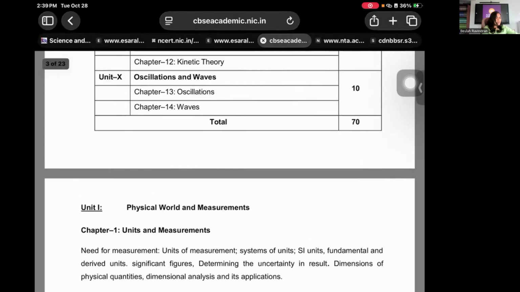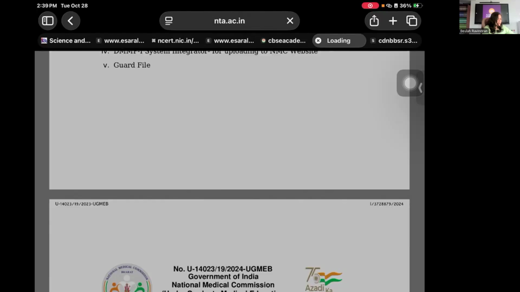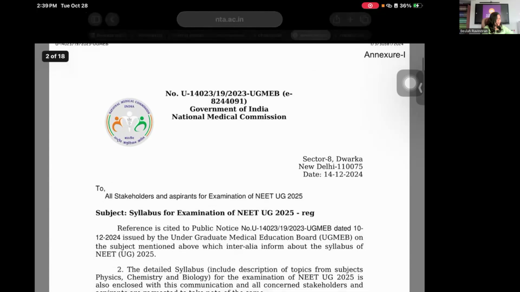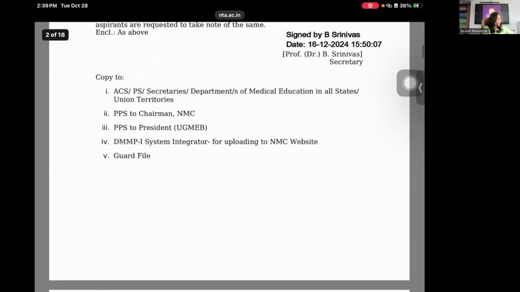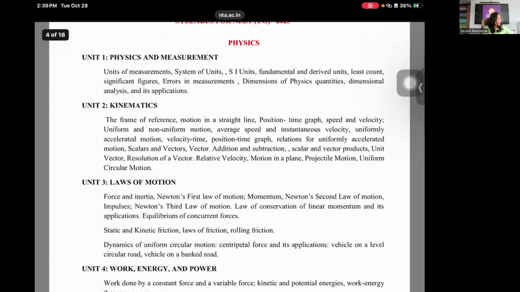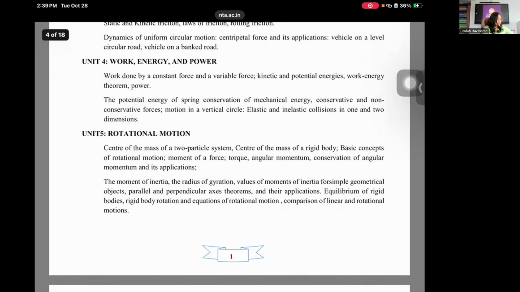Then I'll tell you about the NEET syllabus. This is the NEET syllabus for this year, 2025 recording. This is the NEET syllabus actually.